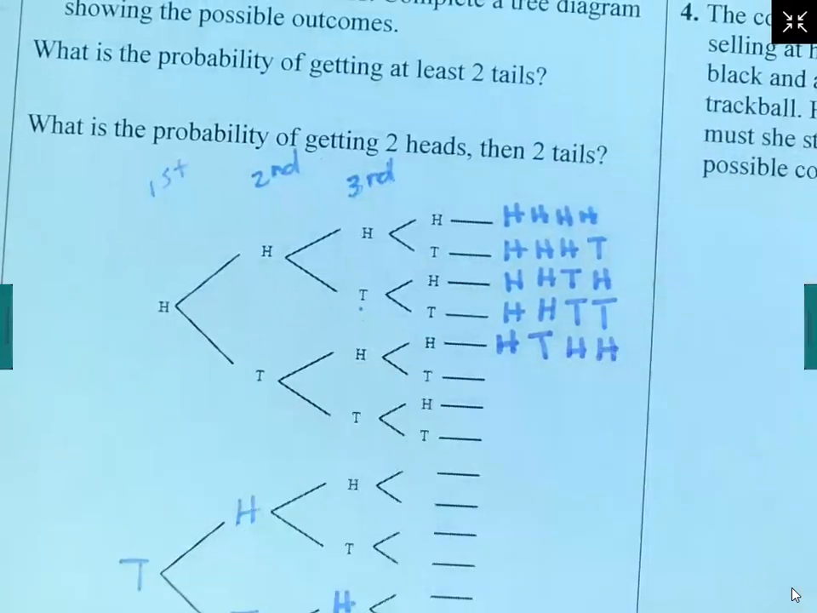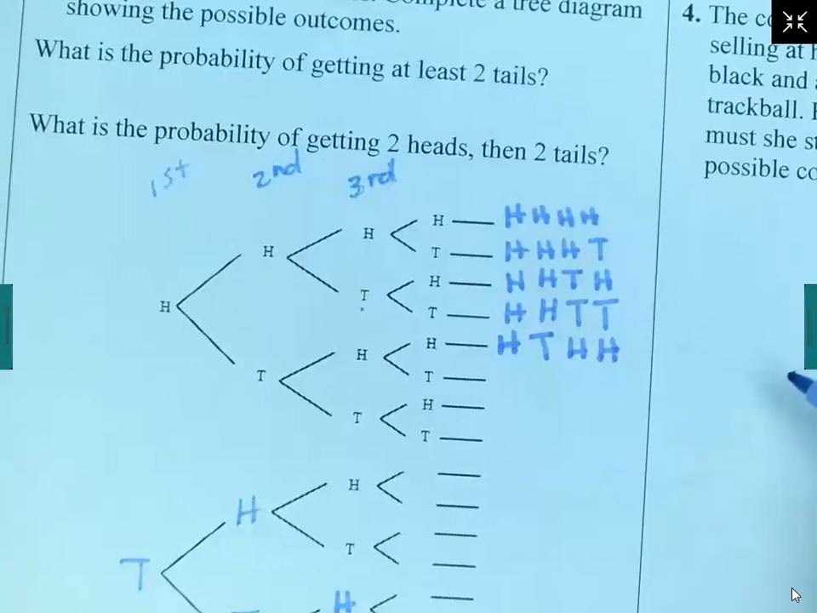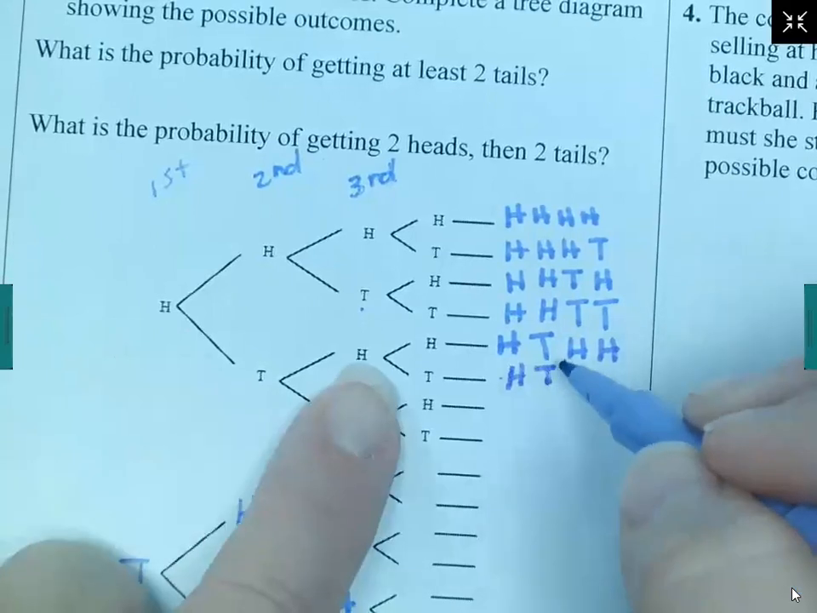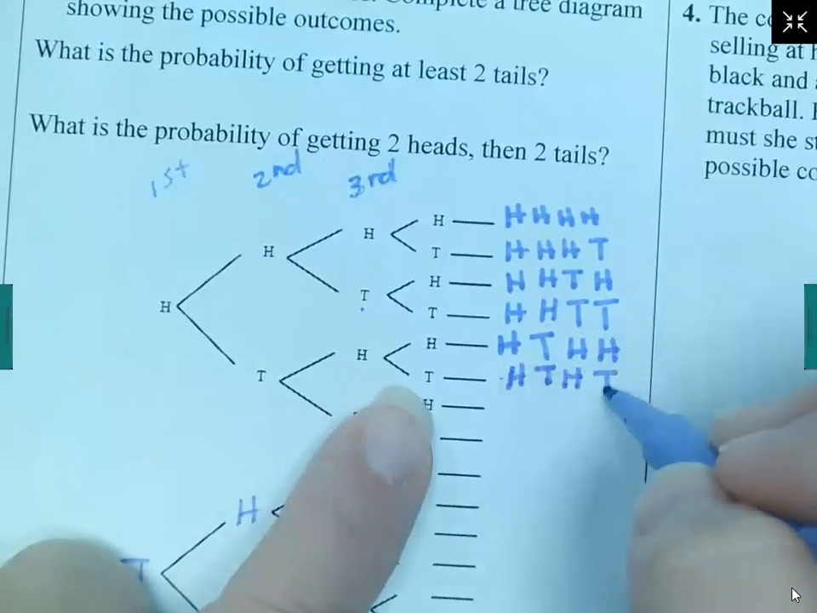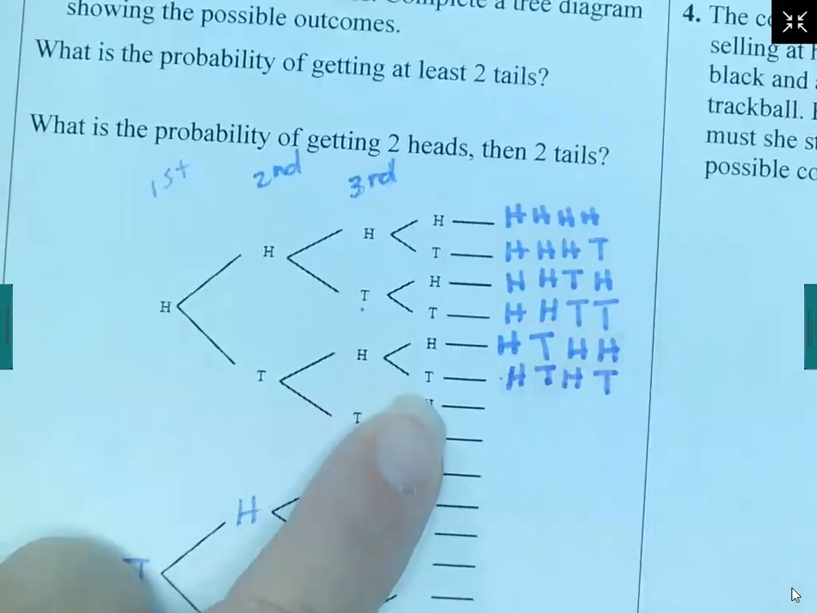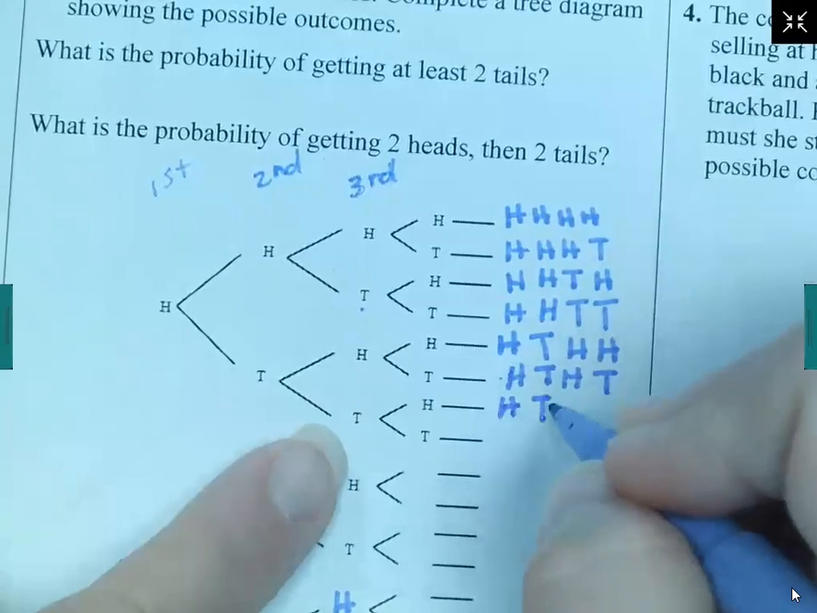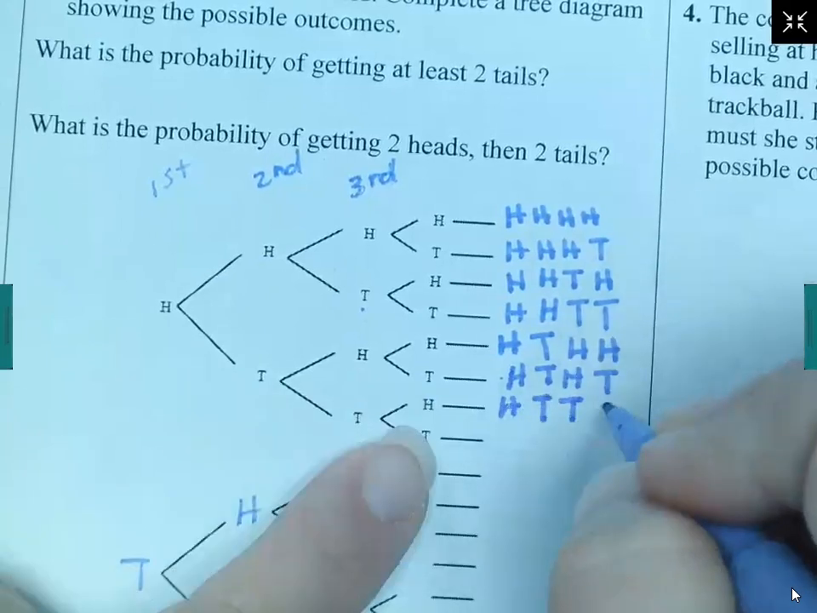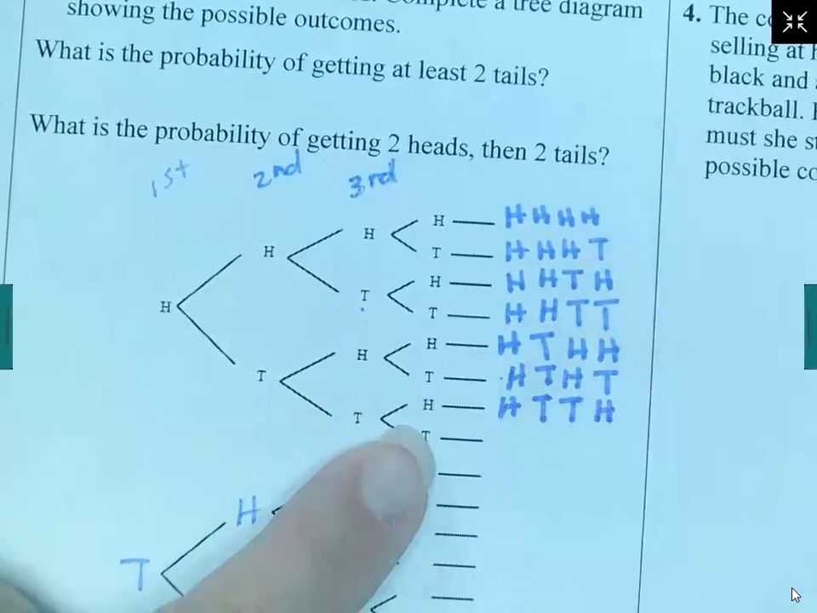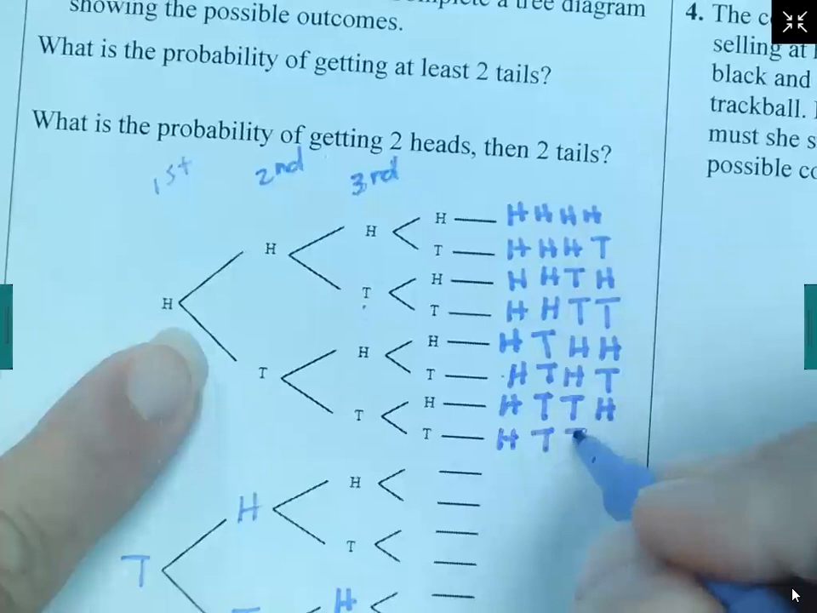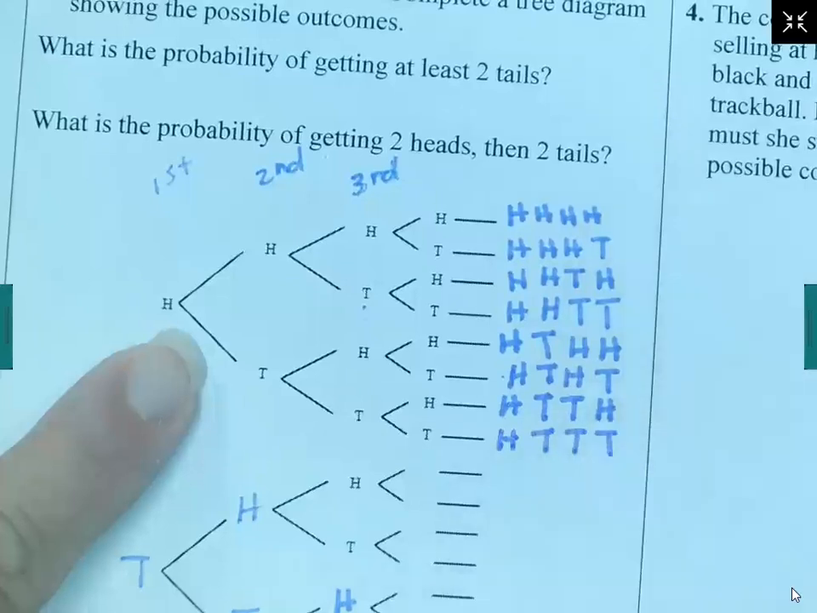H, H. And the next one's gonna be H, T. And then the next one, H, T, T, H. It's just going in every possible order. H. It is.